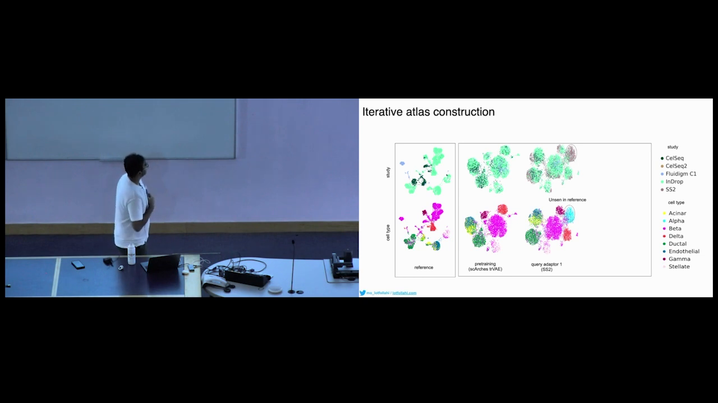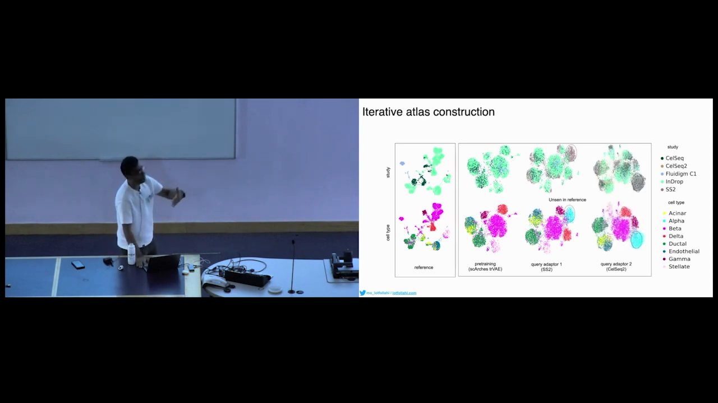we further quantified this. So this is unseen in the reference, and then you can iteratively update this without destroying the reference representation. And in this case, we added a second data set. So we start from 3 data sets to build a reference, and then we iteratively added more and more data sets here.